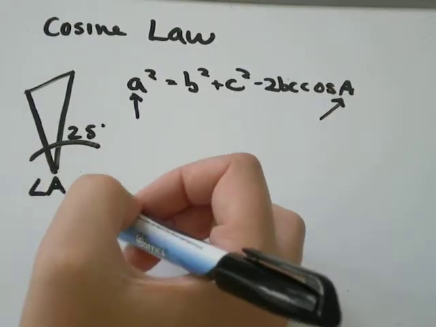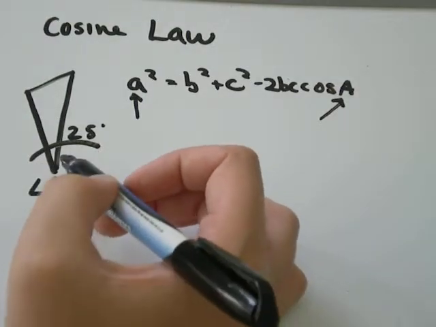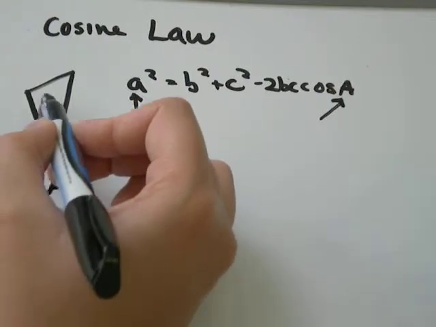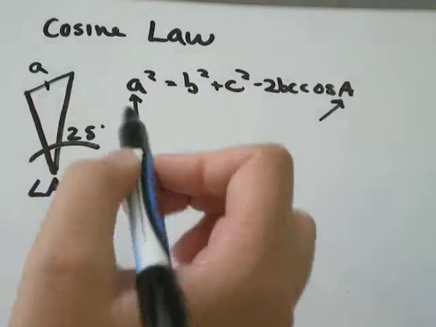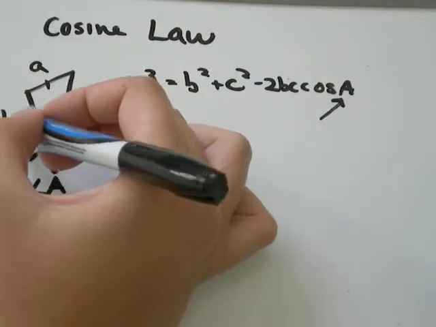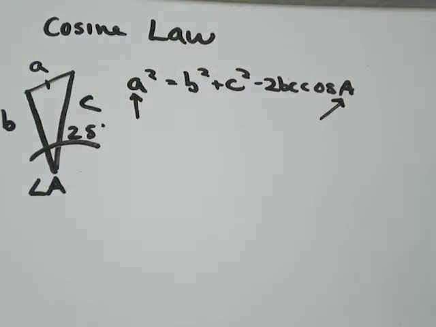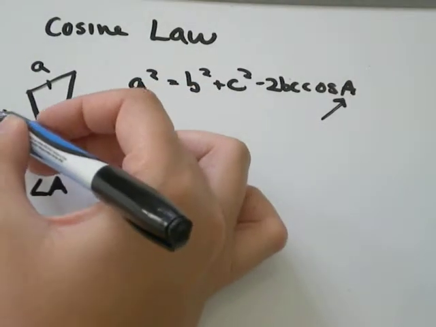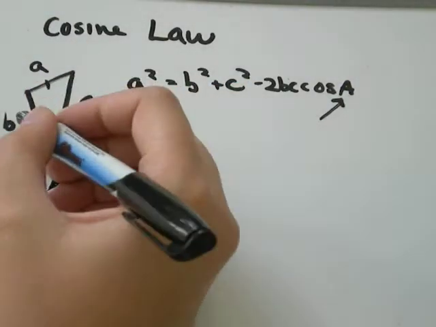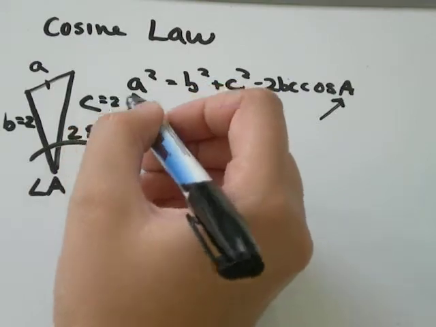That's angle A. So the cosine law, your angles and your sides are opposite. So the side that looks like it's across from angle A will be this one. So that's A. B and C, it really doesn't matter which one is which. So I'll say that this one's B and this one's C. So in the example I'm going to do, we've got B is equal to 2. I'll better write it on this side. And C is also equal to 2.